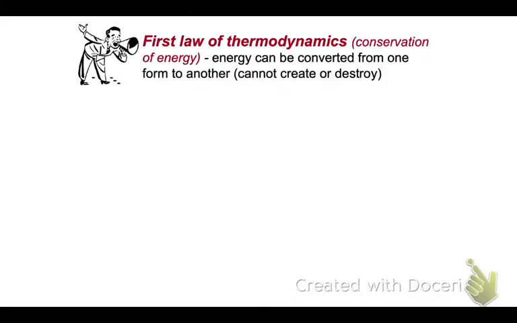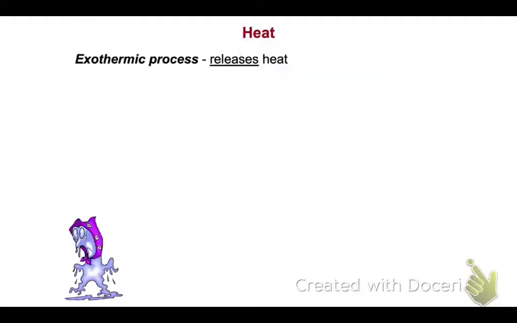When we look at the first law of thermodynamics, which is the conservation of energy, energy can be converted from one form to another, but it can never be created nor destroyed. So what happens to energy? It can transform from one form to another, but you cannot create it out of nowhere and you cannot destroy it either.